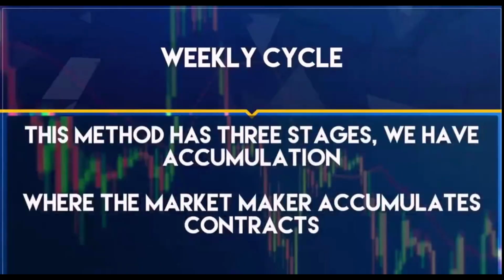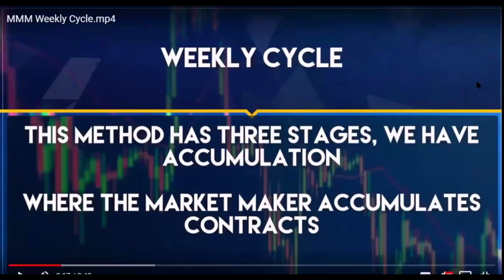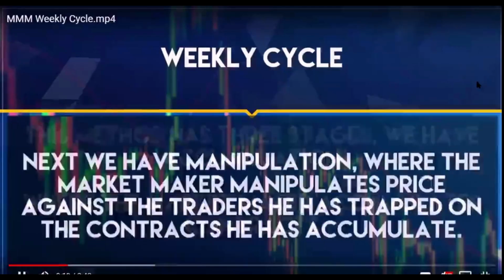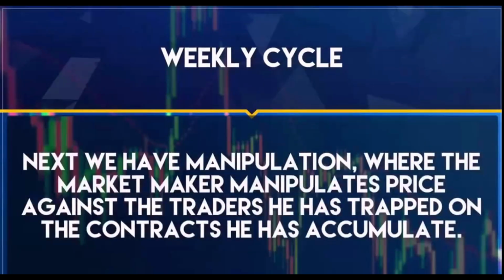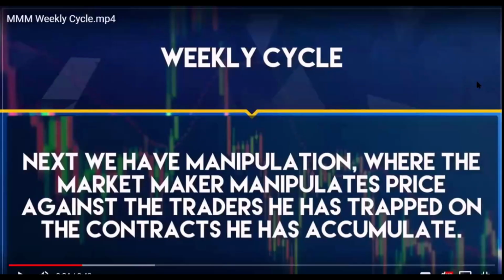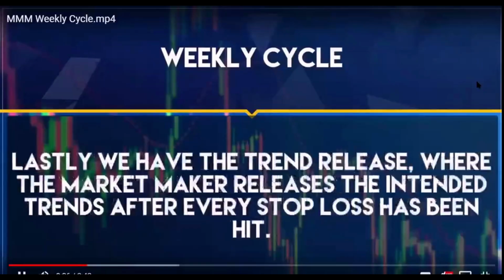This method has 3 stages. So we have accumulation. This is where the market maker will accumulate their contracts. This is the market maker spread. This is the Asian session of each day. This is their spread. I'll show you this later. Manipulation. This is where the market maker manipulates price against the traders that he has already trapped. And this is basically where he's going to create his stop hunt. This is the phase where he creates a stop hunt.